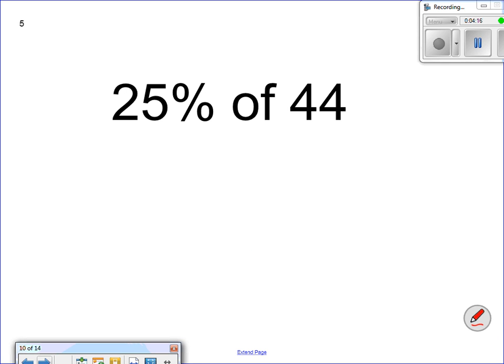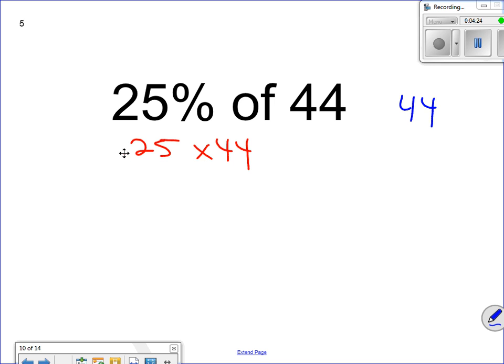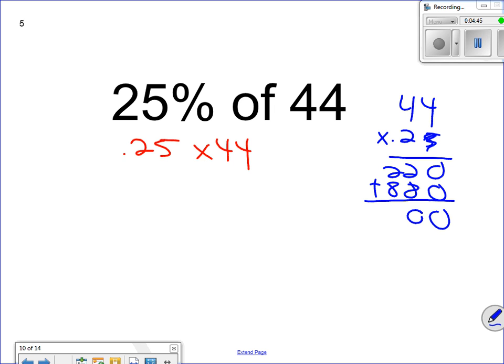25% of 44. 0.25 times 44. Long multiplication. I have 44 times 0.25. 4 times 5 is 20, plus 2 is 22. Cross that off. Place value holder. I'm going to get rid of this 2 up top so I don't get confused. 2 times 4 is 8. 2 times 4 is 8. Let's add these up. I have a 0, a 10, 11, 2 spots here. The other decimal's there. 2 spots here. My answer is 11.